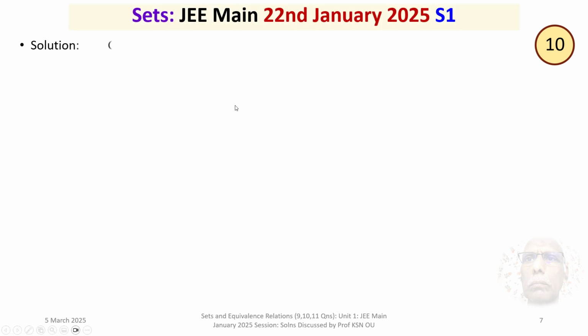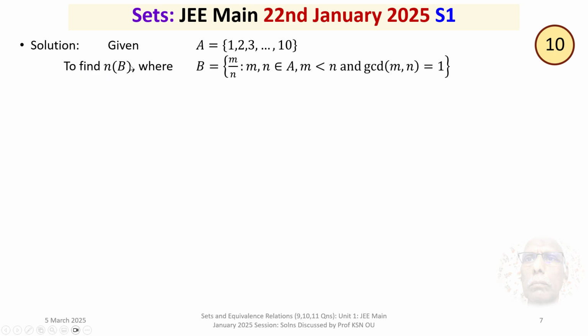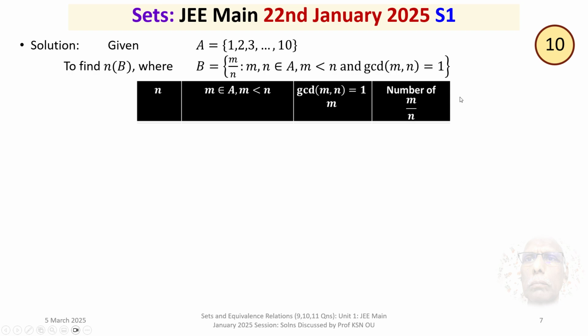Right. Now given A, the set consisting of 1, 2, 3 up to 10, we want to find the number of elements present in B, where B is the set of all m by n, where m and n belong to A, m less than n, and the GCD of m comma n is equal to 1. That means m and n are relatively prime. Agreed. For this, we have brought you a table here.